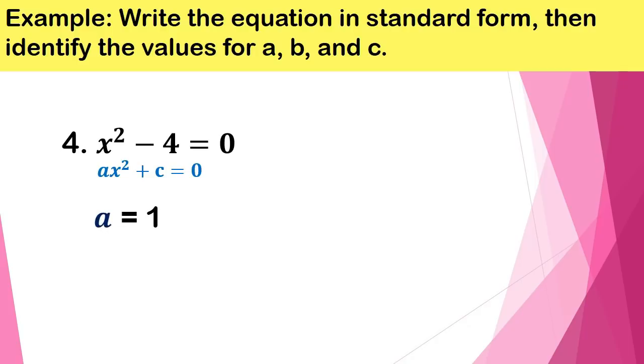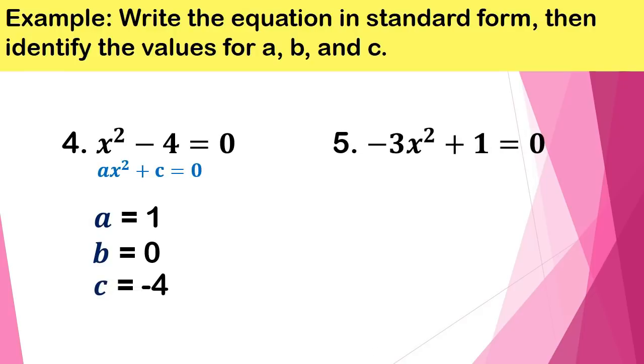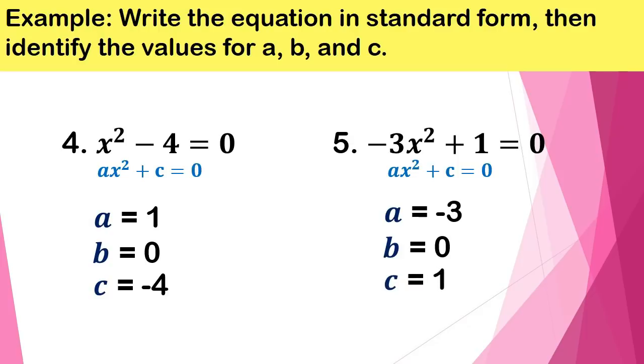The value for a is 1 since the coefficient of x squared is 1. The value for b is 0 and the value for c is negative 4. Another example, number 5: 3x squared plus 1 equals 0. It is in the standard form, ax squared plus c equals 0. The value for a is negative 3 since negative 3 is the coefficient of x squared. B is equal to 0 and c is equal to 1.